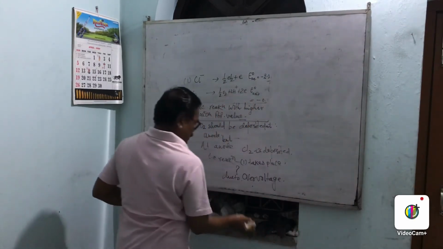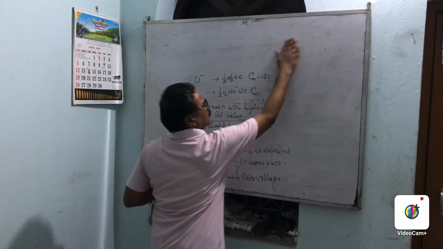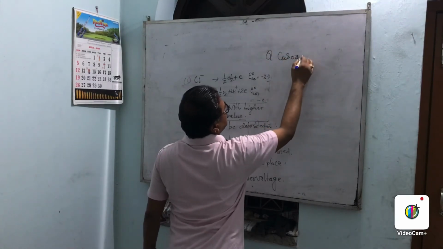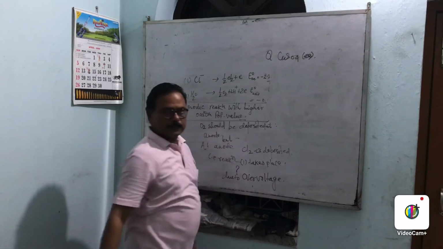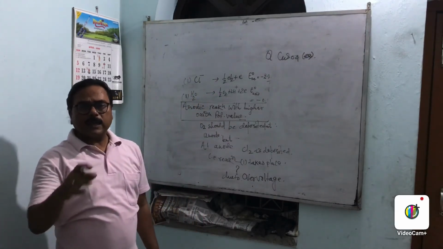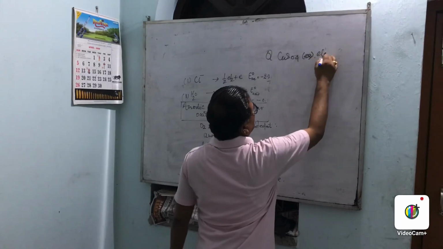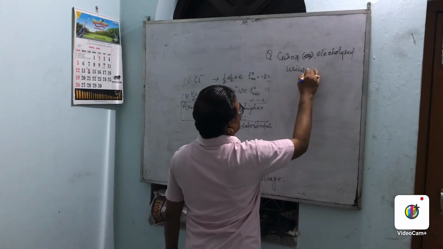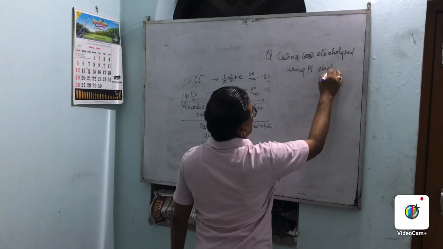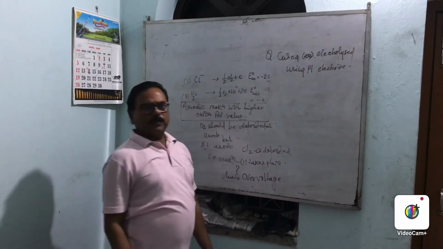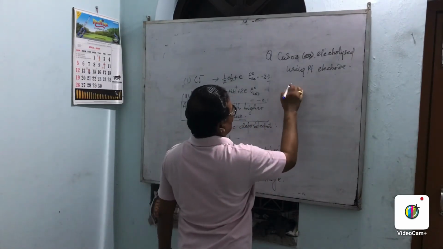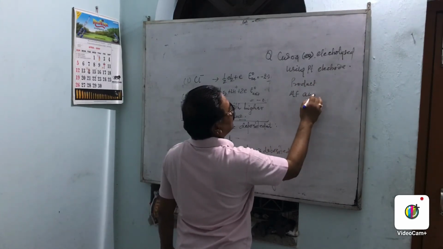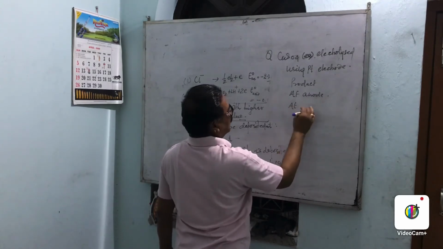Suppose I have taken the third case, copper sulfate. Suppose I have taken an aqueous solution of copper sulfate, and it is electrolyzed using a platinum electrode. So what will be the product at the anode and at the cathode?